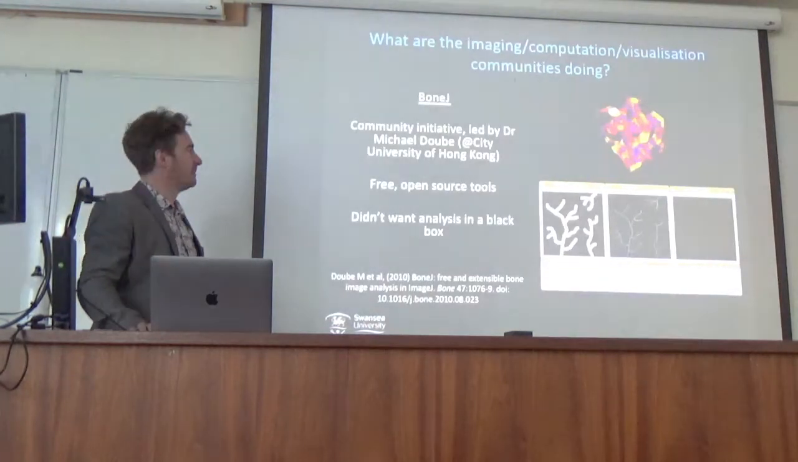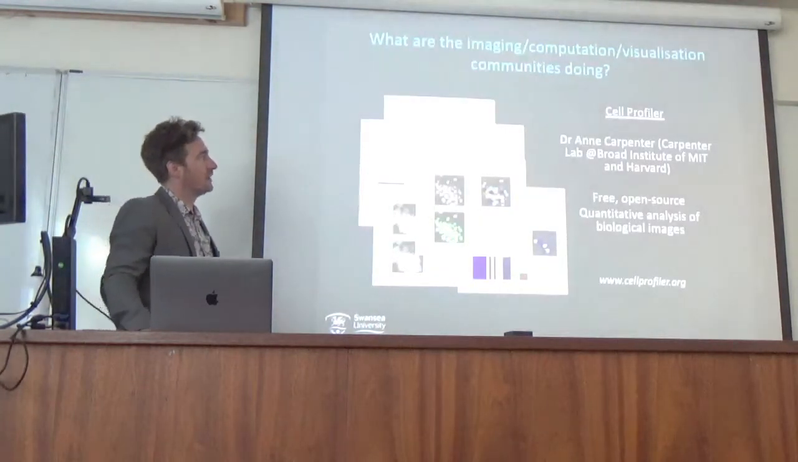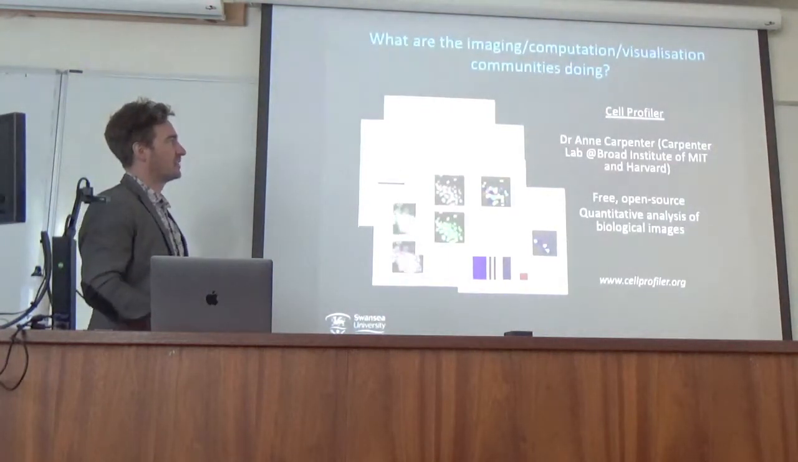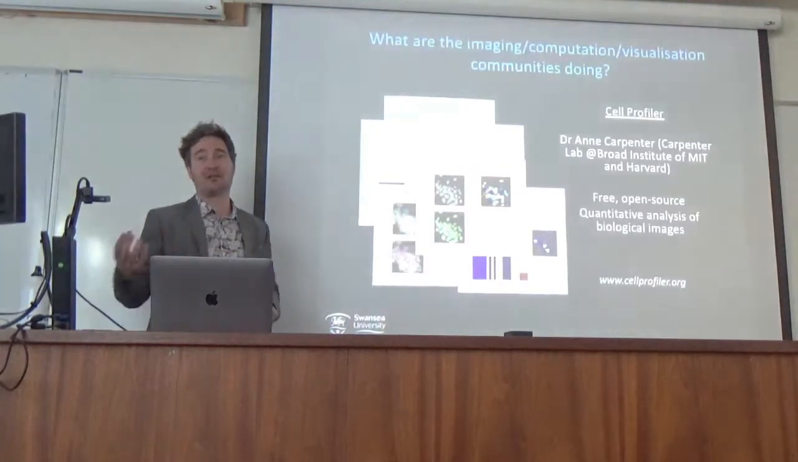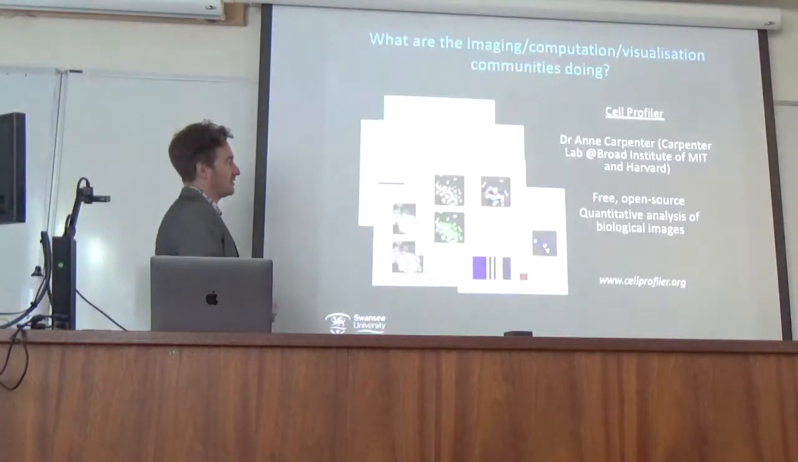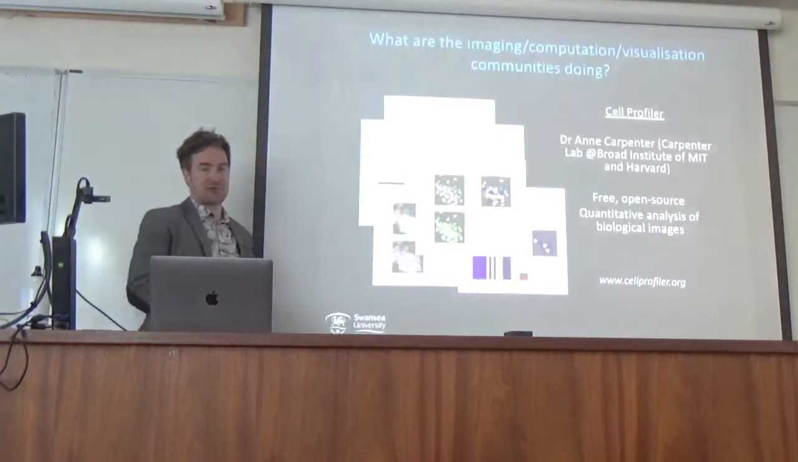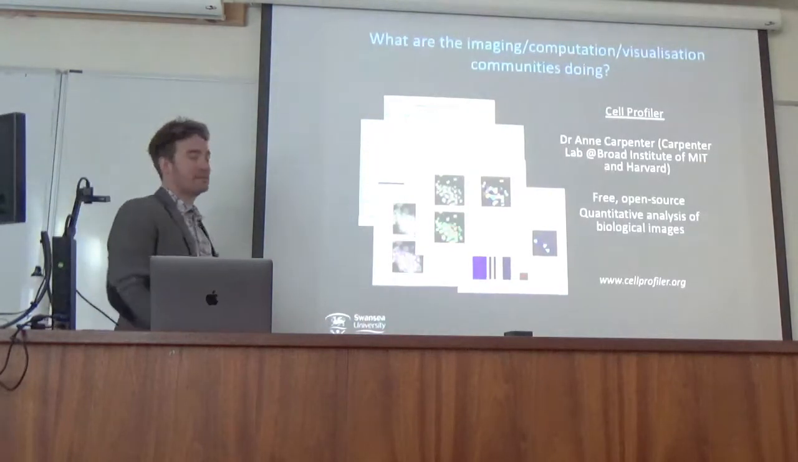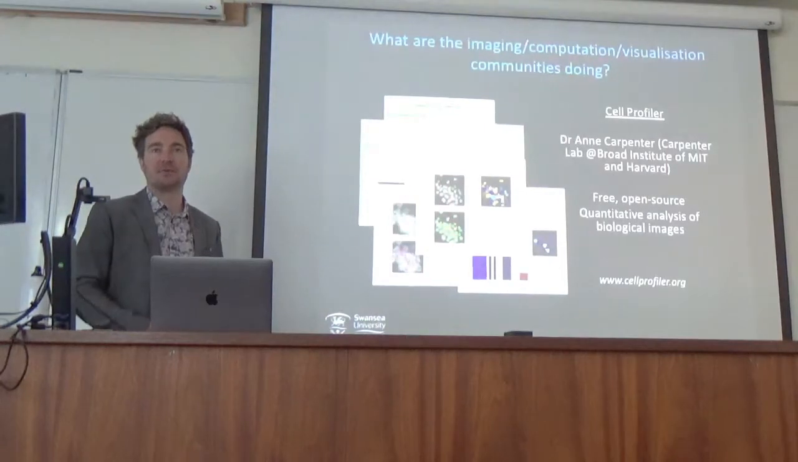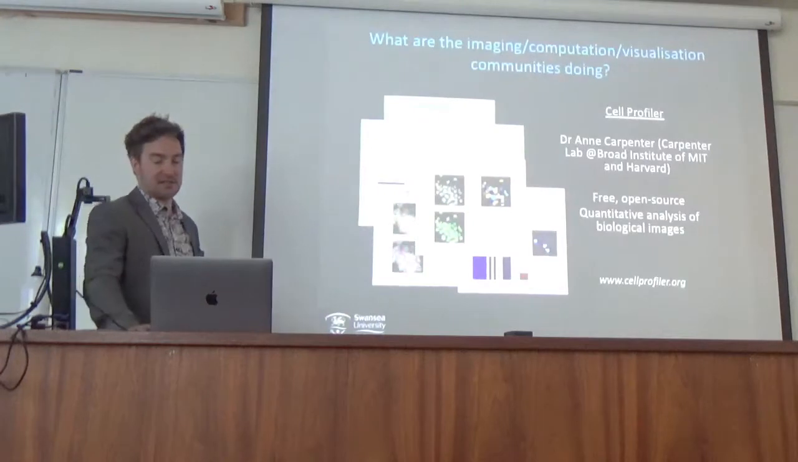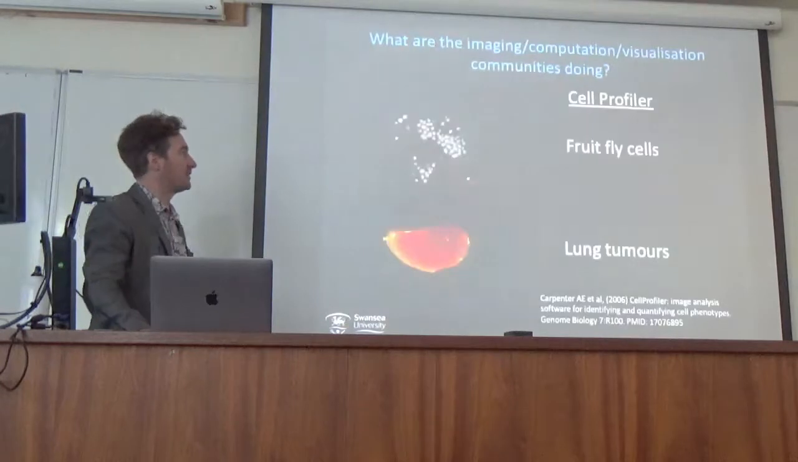Yeah. The other one, then, is some work by Dr. Anne Carpenter and the team at the Broad Institute. So they're developing open tools for bioimage analysis. Again, free open source, quantitative analysis of biological images, because you can create tons and tons of biological images of cells, and then you need to characterize those. So automated methods that are repeatable, where people can check the code, are really important. CellProfiler is the current version, and they're also attaching machine learning modules to this as well.